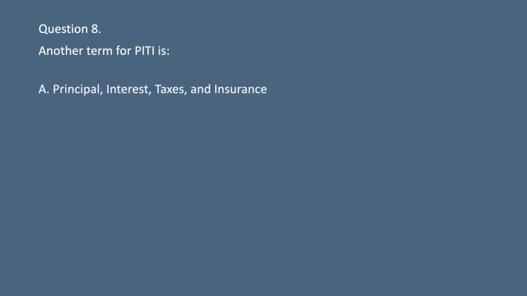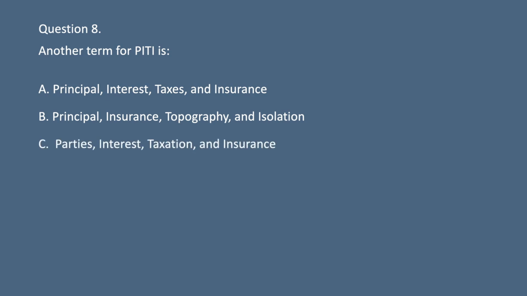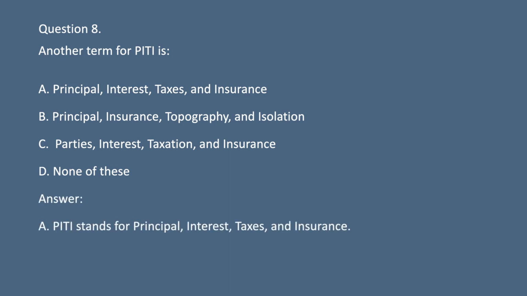Question 8. Another term for PITI is A. Principal, interest, taxes, and insurance. B. Principal, insurance, topography, and isolation. C. Parties, interest, taxation, and insurance. D. None of these. Answer A. PITI stands for principal, interest, taxes, and insurance.